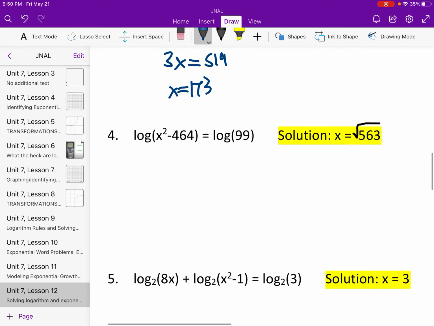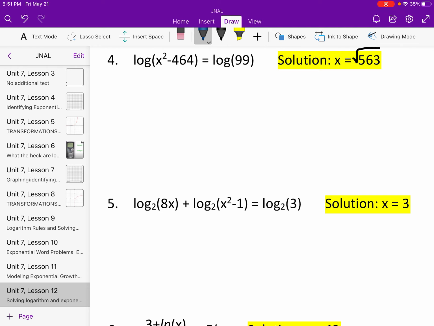Okay, so here, we can cancel out the logs because they have the same base. When there's no base there, there's really 10. But that doesn't matter because we can cancel out anyways. So we have x squared minus 464 equals 99. That's not so good. Well, the answer is something weird. Square root of 563.